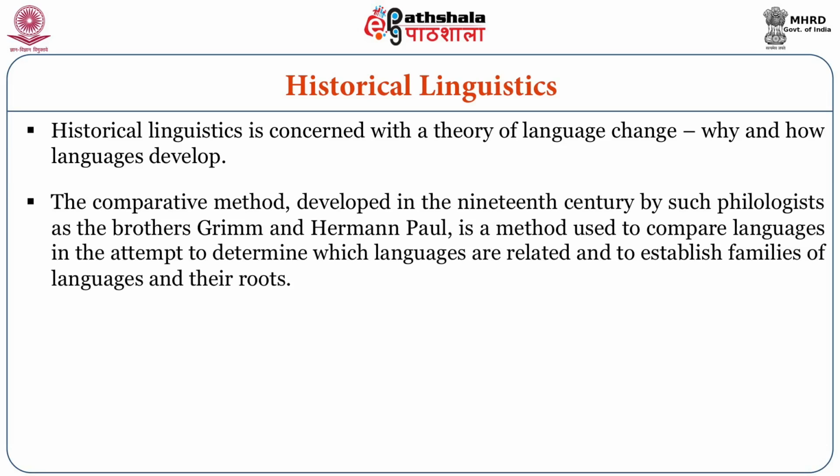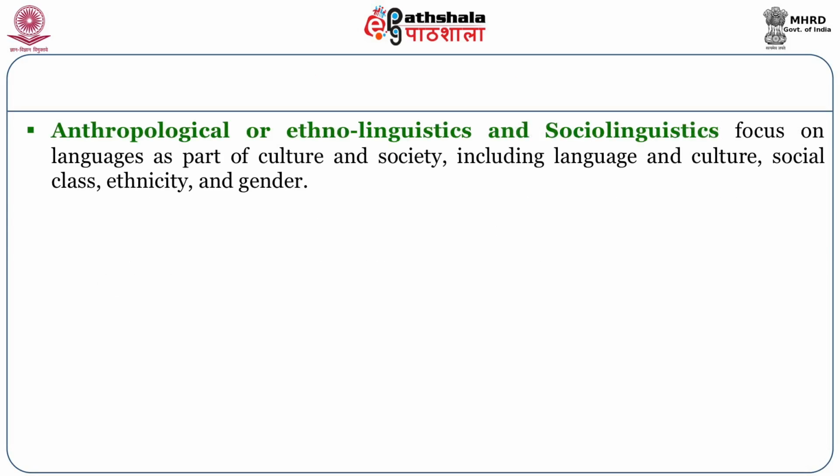The comparative method developed in the 19th century by such philologists as the brothers Grimm and Hermann Paul is a method used to compare languages in the attempt to determine which languages are related and to establish families of languages and their roots. We also have anthropological or ethnolinguistics and sociolinguistics that focus on languages as part of culture and society, including language and culture, social class, ethnicity, and gender.